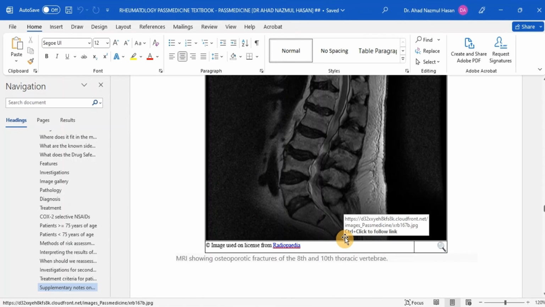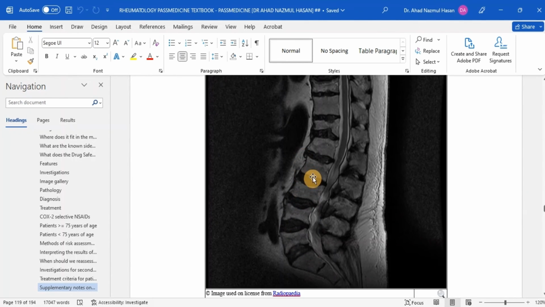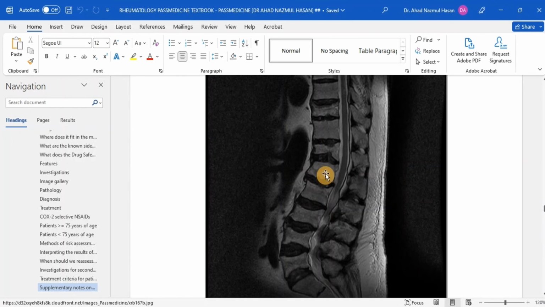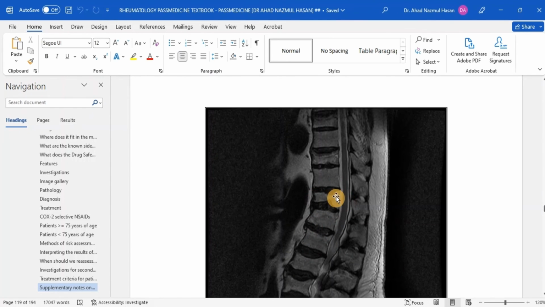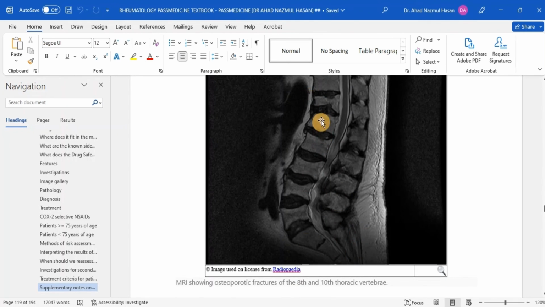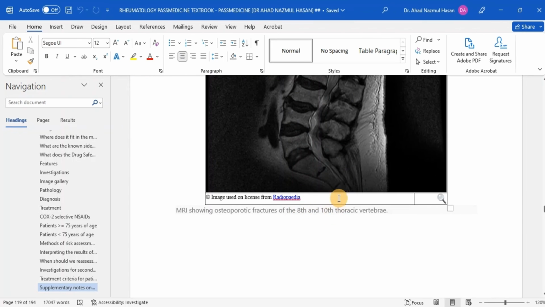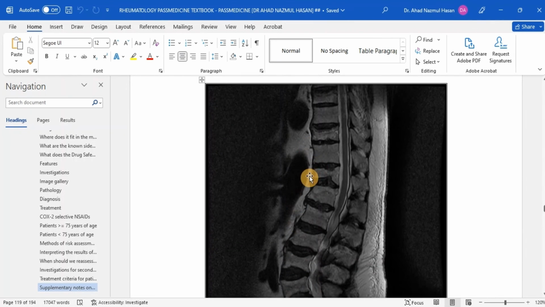So this is sacrum, okay? This is sacrum, the lowermost. So start calculating from the lower. So 5, 4, 3, 2, 1. So these are the lumbar. Then start from the 12, 11, 10, 9, 8. So 8 is involved, 10 is involved. Try to calculate from the lower. It would be easier to calculate. So the 8 and 10 thoracic vertebrae are involved here.